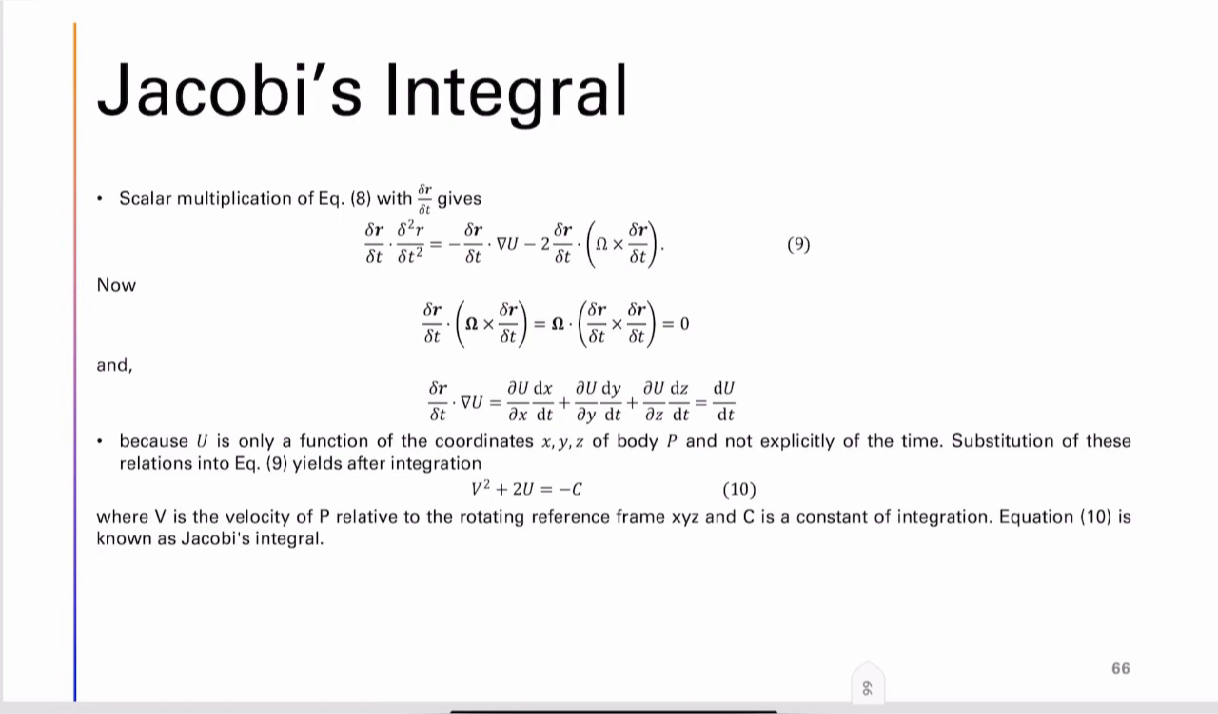So equation 10 is nothing but the Jacobi's integral. This is the Jacobi's integral. What we have done is just rearranging the things. You can see here, this is nothing but dU by dt. From this expression, we simplify and integrate to get v square plus 2U is equal to minus C, where v is the velocity of a particle P relative to the rotating frame xyz, and C is the constant of integration. Equation 10 is known as the Jacobi's integral.